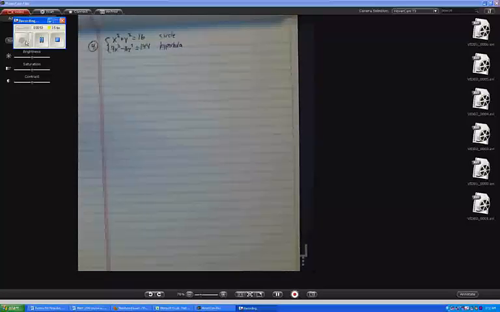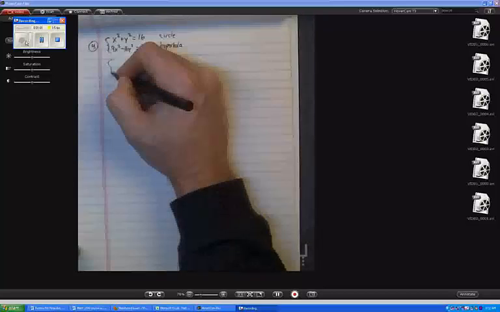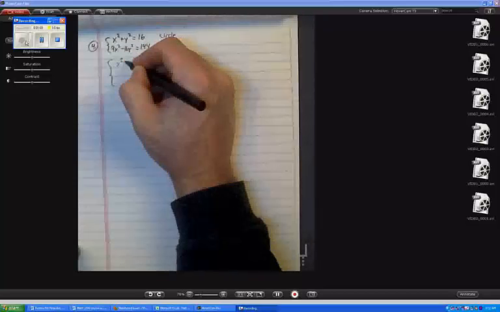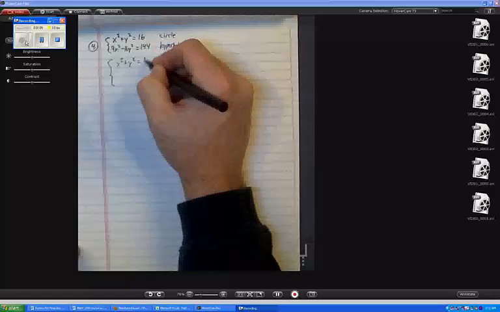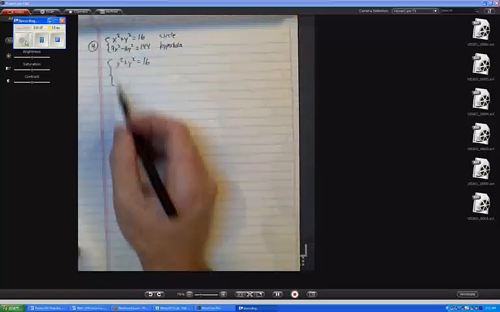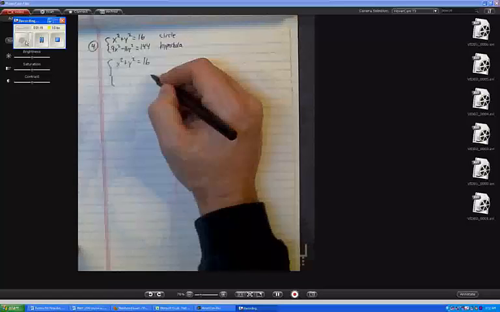So, I guess I could start to draw it. Well, before I start to draw it, I better rewrite the equation, okay? So again, we have x squared plus y squared equals 16. But I want to rewrite the hyperbola because I want to set it equal to what? 1.